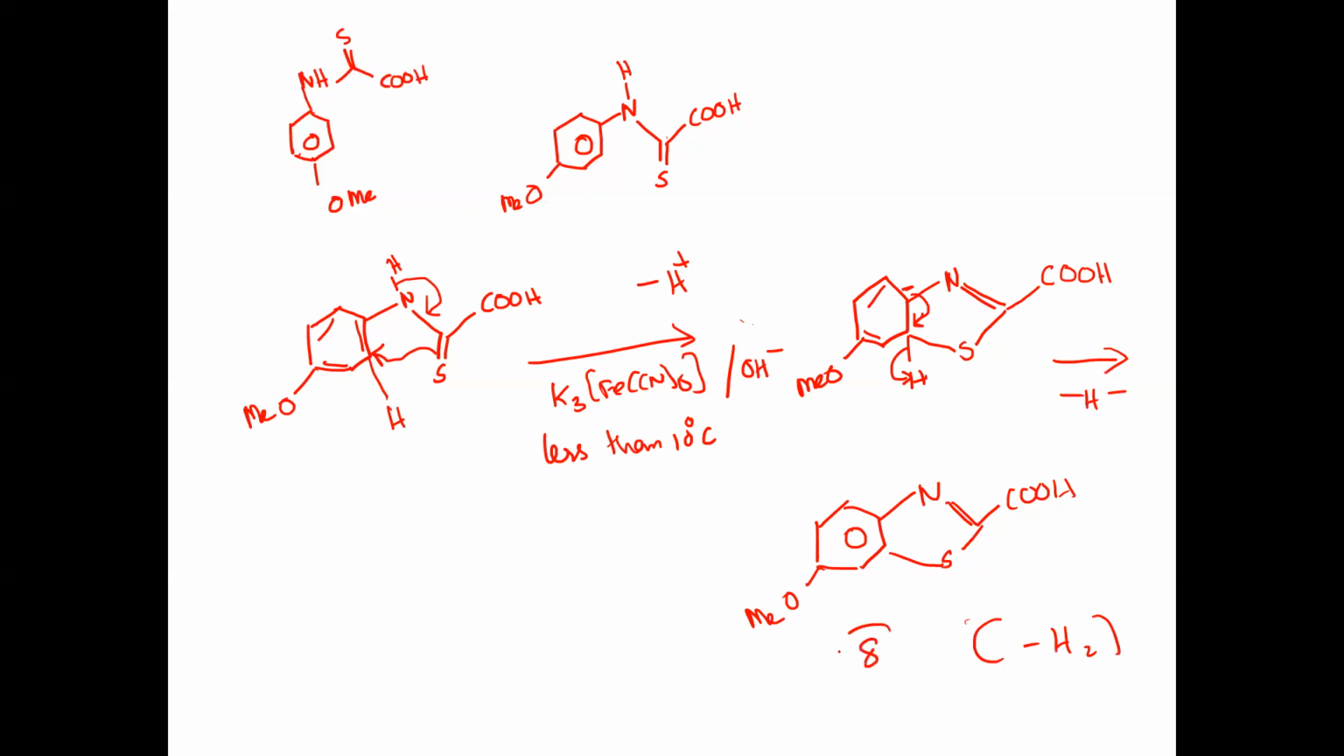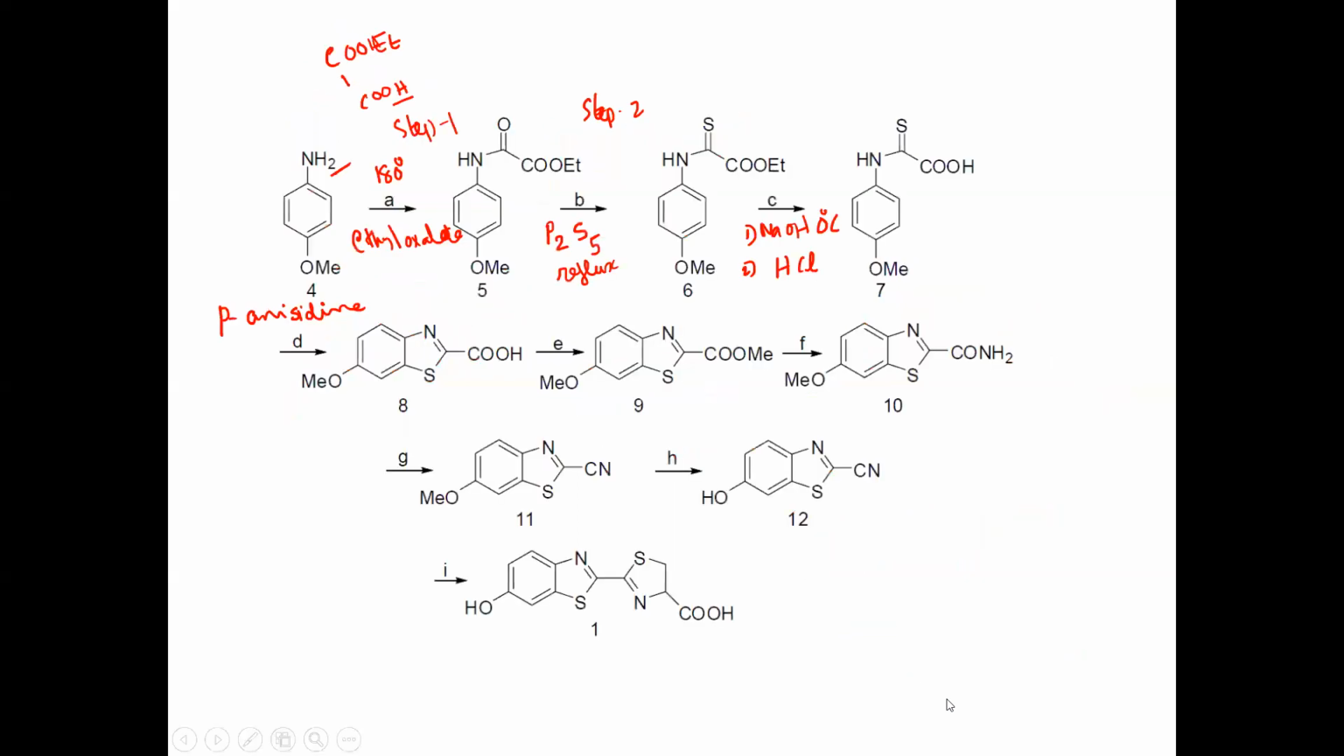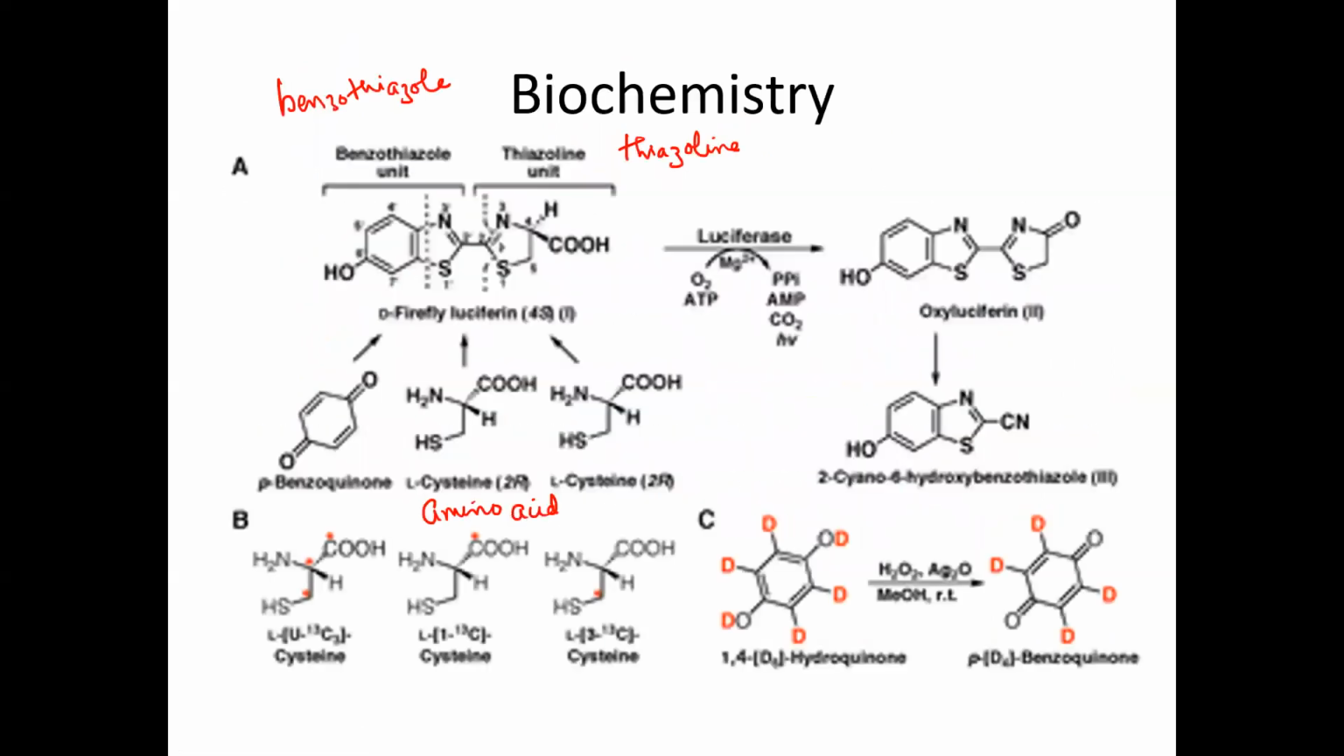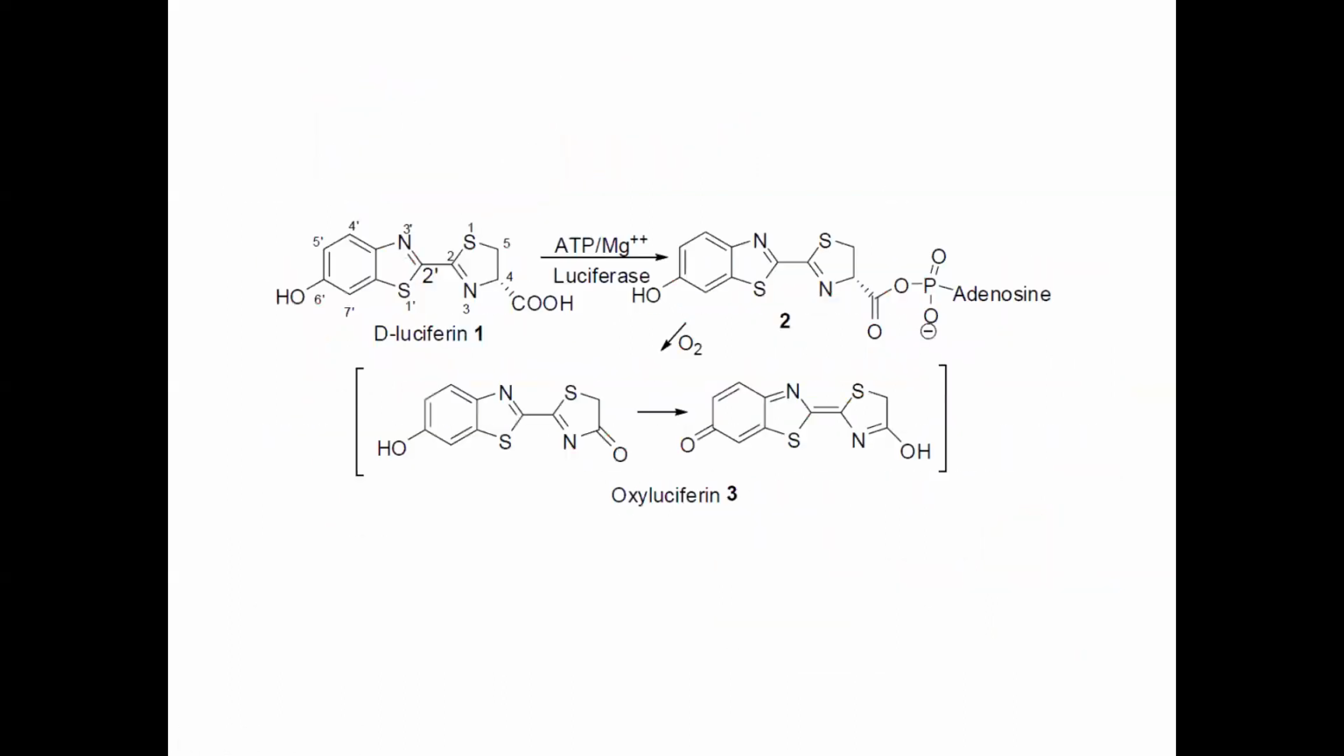This is compound number 8 that we are having. We get a ring like this. In the previous slides, I have discussed the name of the ring. It's called a benzothiazole ring. So we got a benzothiazole unit as a result of this reaction.